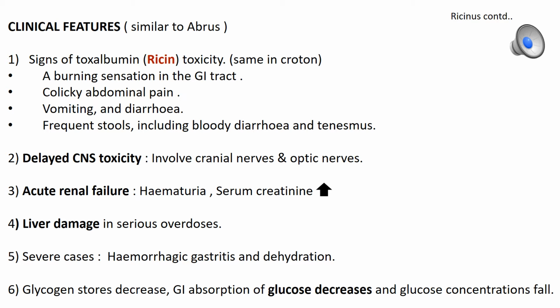There's acute renal failure, hematuria, creatinine will rise. Then there's liver damage. In severe cases there's hemorrhagic gastritis and dehydration. And then glycogen stores decrease and GI absorption of glucose decreases, and glucose concentration also falls.